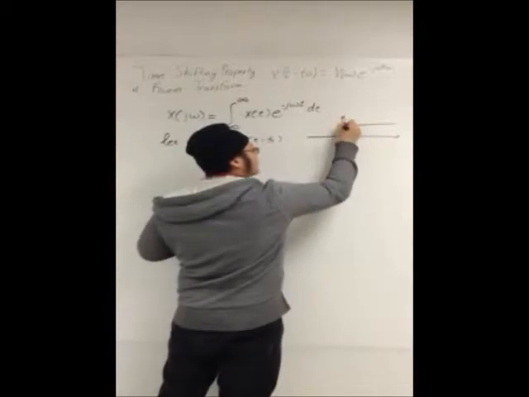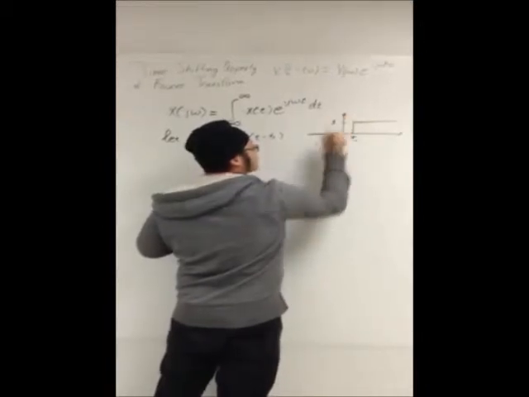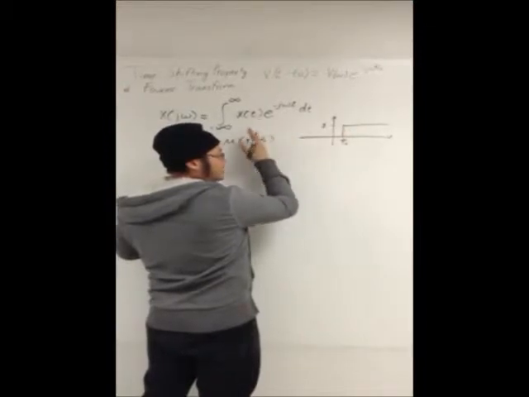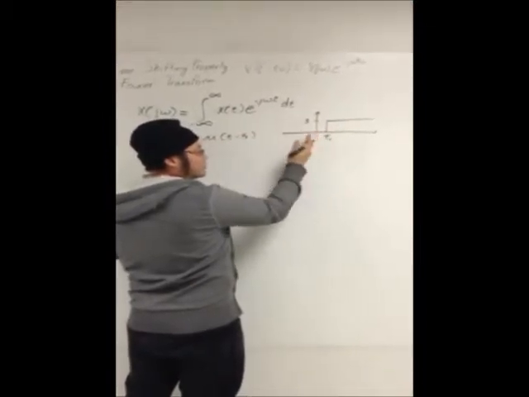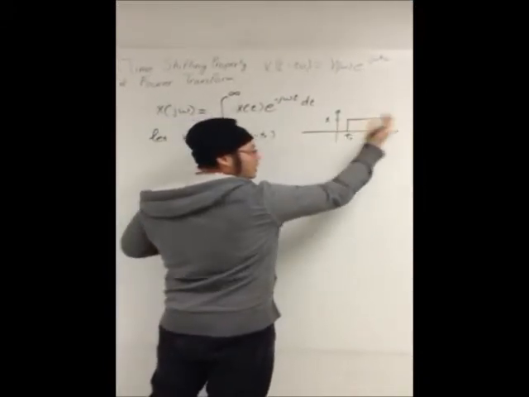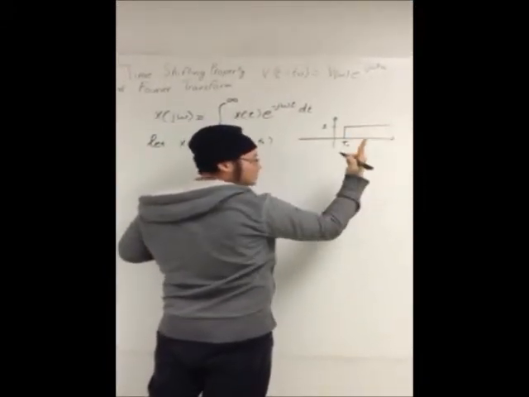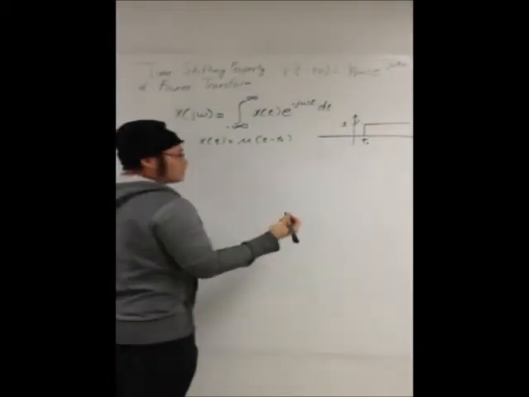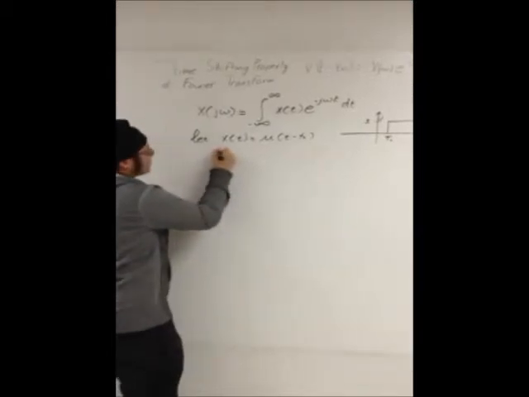T0 is here, and we choose this one to be 1. We know everything before T0, from negative infinity to T0, the amplitude should be 0. And after that, from T0 to positive infinity, it should be 1. Now we try to use the integral to prove this one.